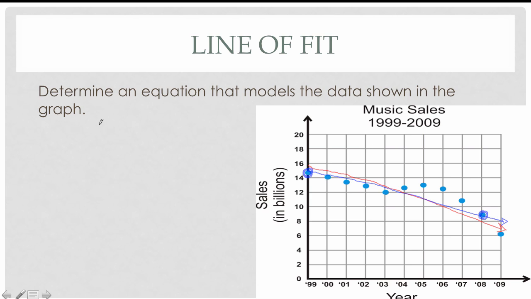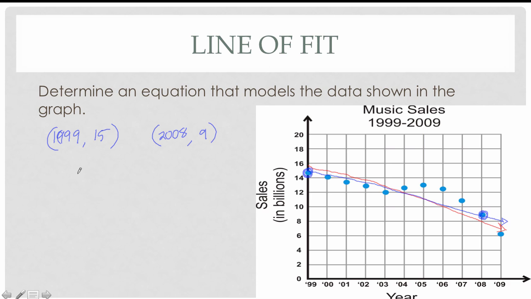Looking at this, I would say we're going to use the point in 1999. Let's use the full 1999. Then let's call it about 15 billion in sales. And then our other point is in 2008. Let's go 9 billion in sales. So those 2 points are on my line of fit. And once I've got 2 points, that's enough to make an equation.